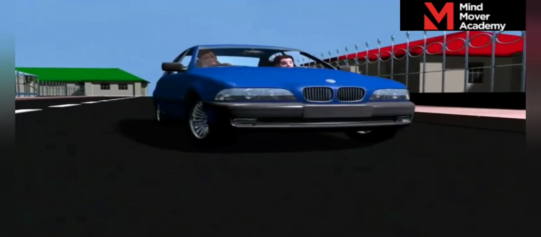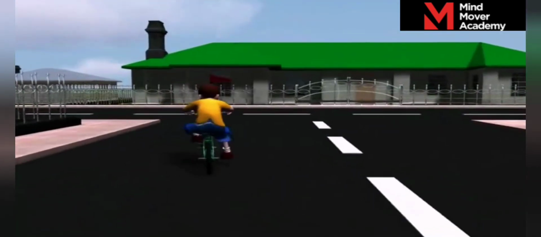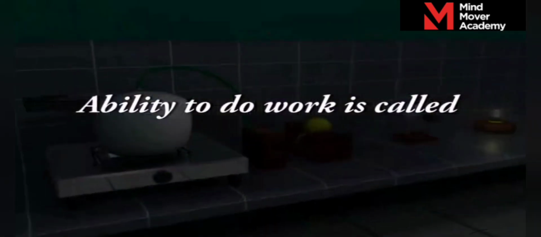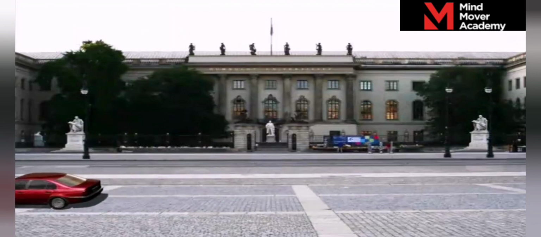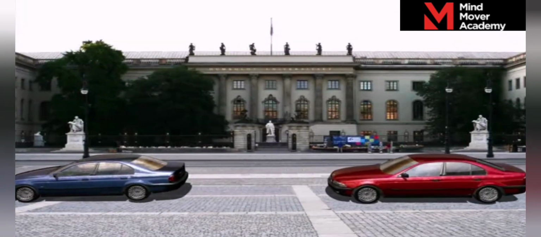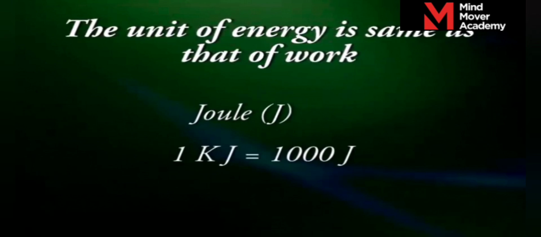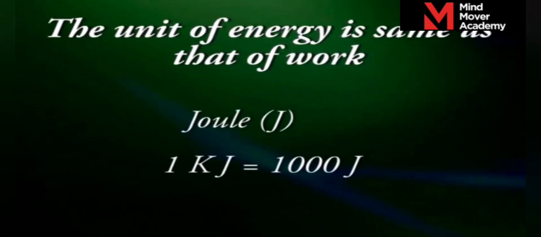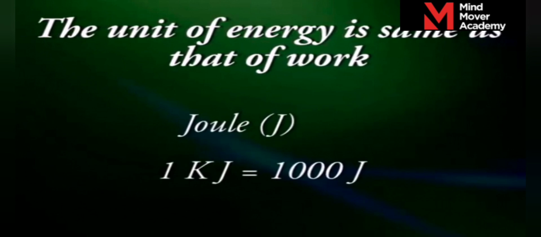So we can conclude that anything which is able to do work is said to possess energy. So we can say that the ability to do work is called energy. The object which does the work uses energy, and the object on which the work is done gains energy. The unit of energy is the same as that of work, that is joules, which is symbolized by J.